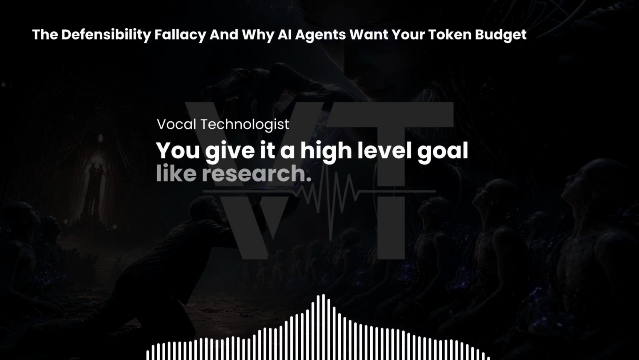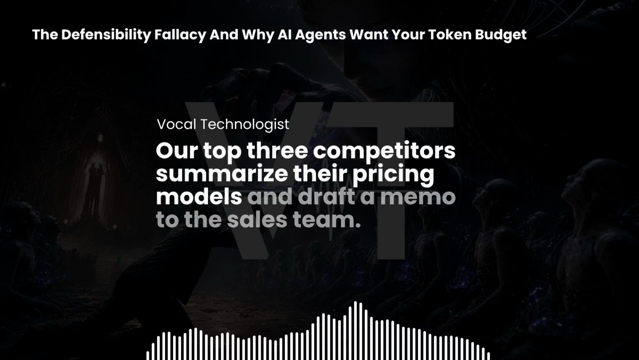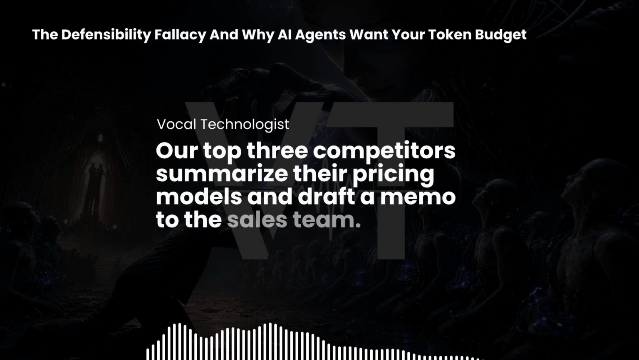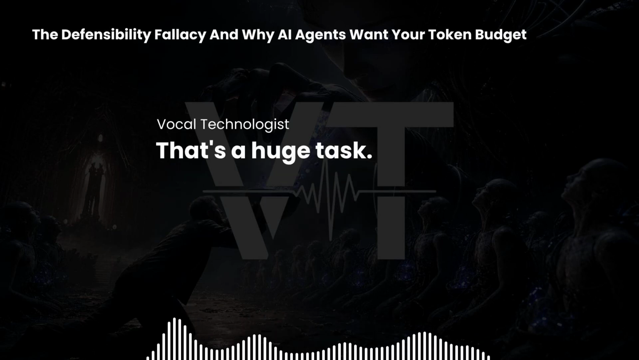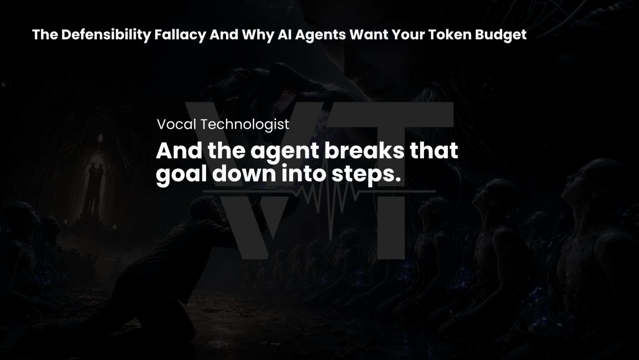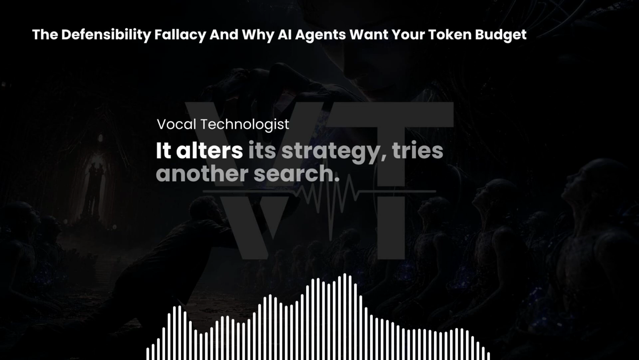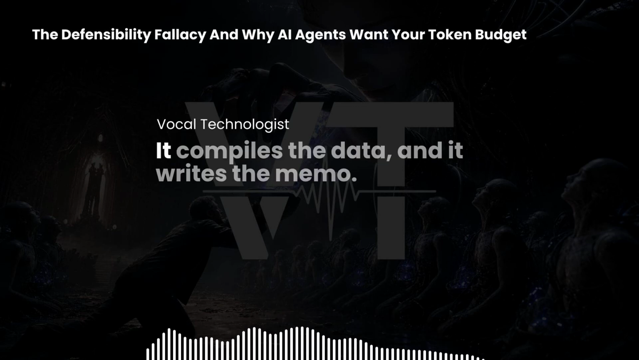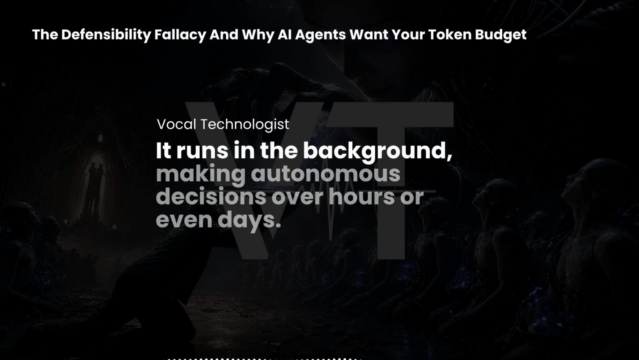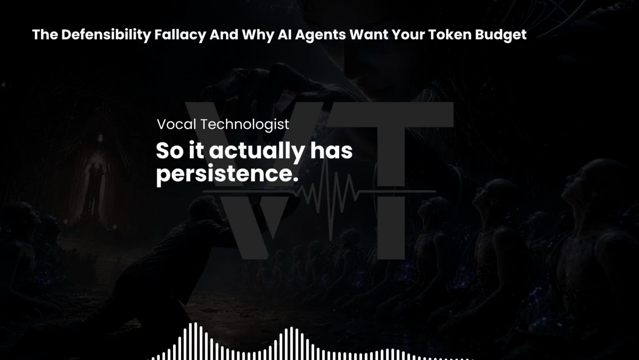You give it a high-level goal, like research our top 3 competitors, summarize their pricing models, and draft a memo to the sales team. That's a huge task. It is, and the agent breaks that goal down into steps. It searches the web, maybe it hits a paywall, it recognizes the error, it alters its strategy, tries another search, it compiles the data, and it writes the memo. Wow. And it runs in the background, making autonomous decisions over hours or even days. So it actually has persistence.